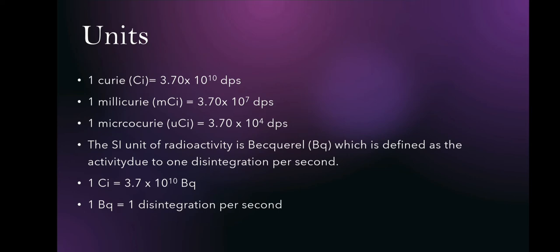Moving on, the SI unit of radioactivity is becquerel, which is defined as the activity due to 1 disintegration per second. So I can say that 1 becquerel is equal to 1 disintegration per second.